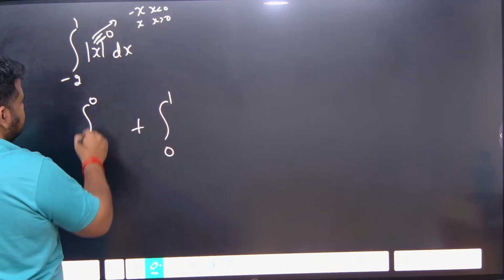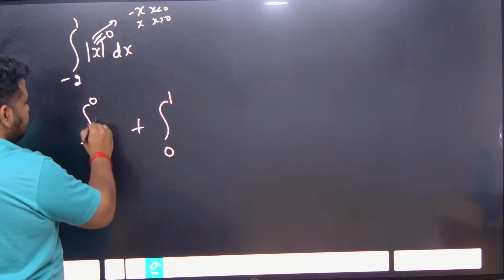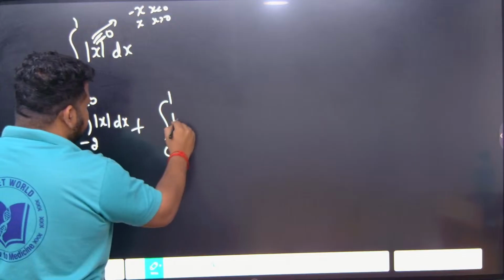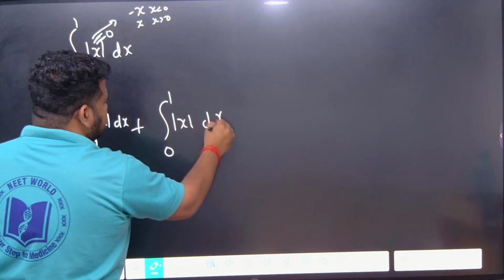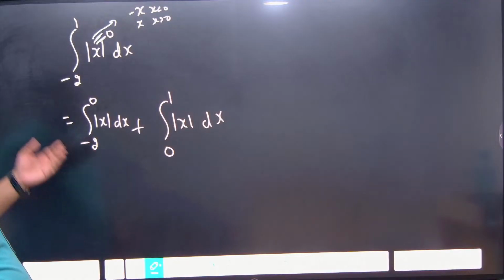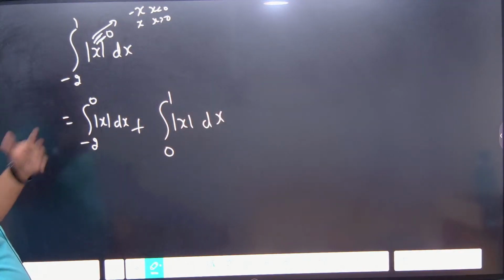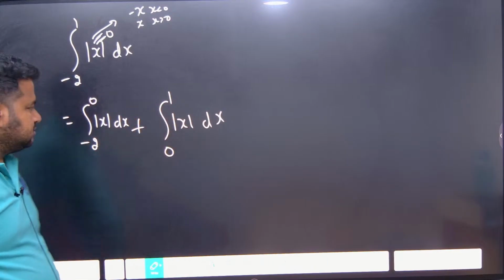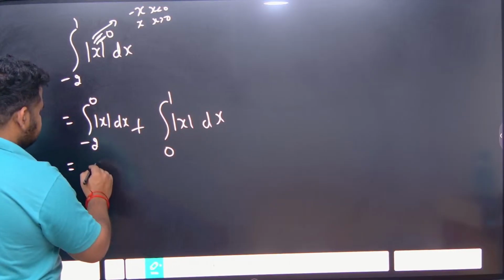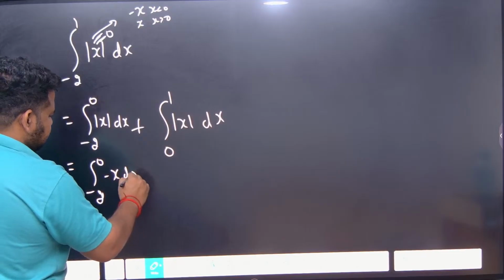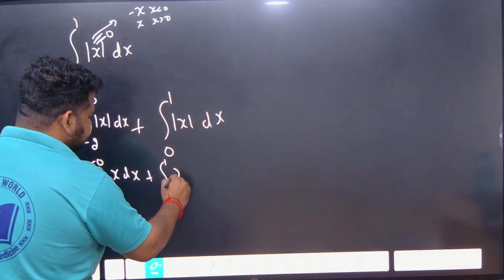We will have the integral from minus 2 to 0 of mod x dx, plus the integral from 0 to 1 of mod x dx. Now see, minus 2 to 0 is nothing but the negative values of x, the negative region. 0 to 1 is the positive region. So I can write this as the integral from minus 2 to 0 of minus x dx, plus the integral from 0 to 1 of x dx.